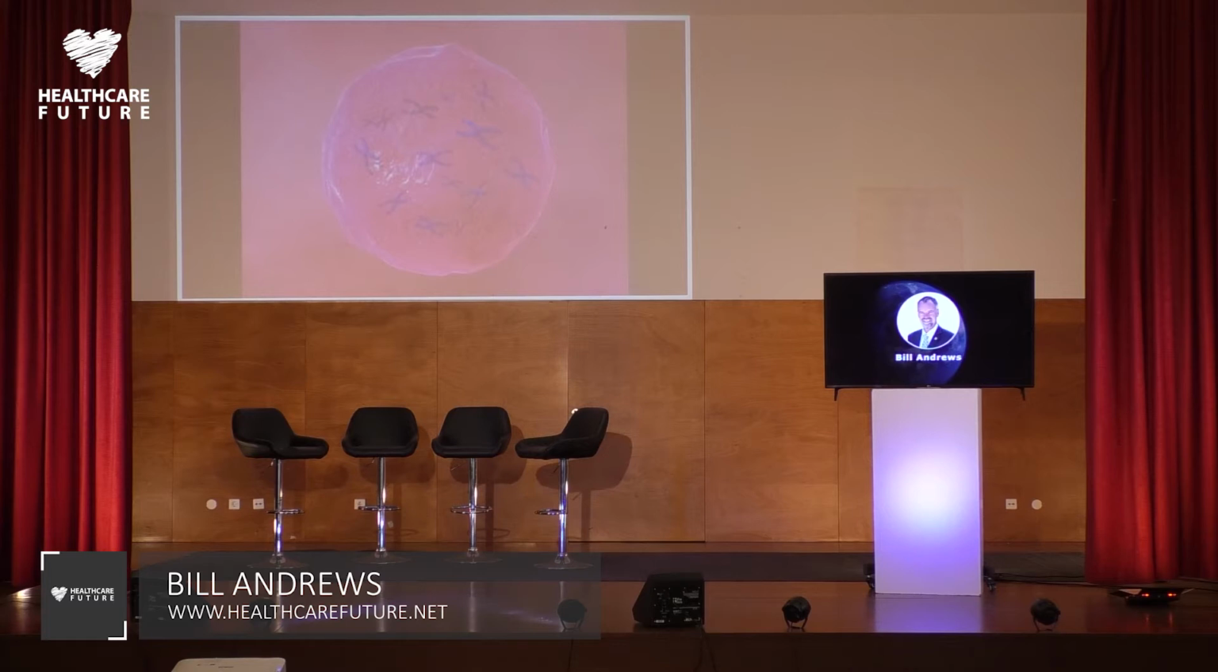So when a cell divides, everything inside that cell needs to be duplicated so that the two new cells that get made are identical to the parent cell. Well, that includes the chromosomes, which are shown here in blue. We each have 23 different types of chromosomes.